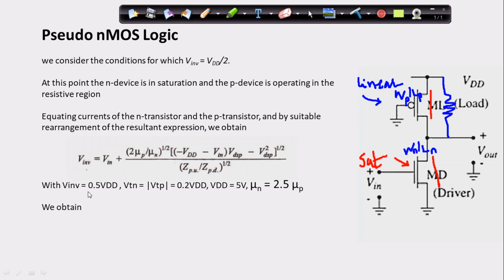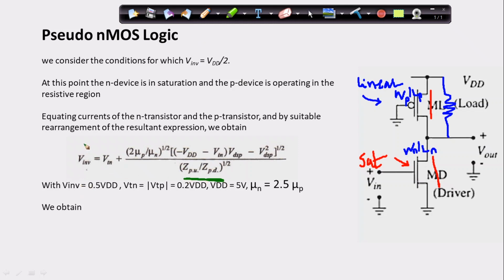Let me consider that V inverter is 0.5 VDD, and the threshold voltage of NMOS, VTN, and of PMOS is 0.2 VDD. Let me consider my VDD as 5 volt, and the mobility of NMOS is 2.5 times greater than the mobility of holes. If I substitute all these values in this equation and solve those equations, I need to concentrate on this particular thing.